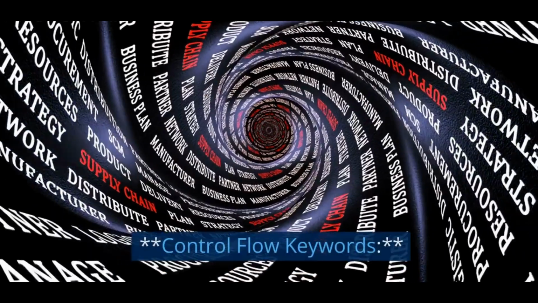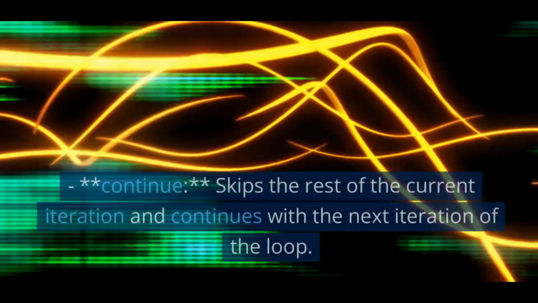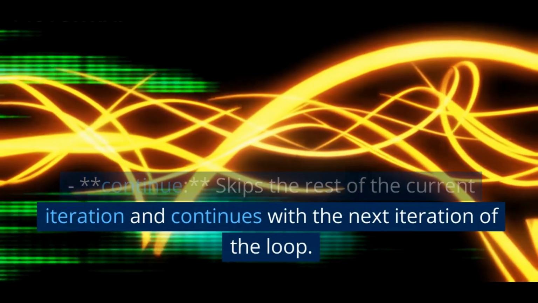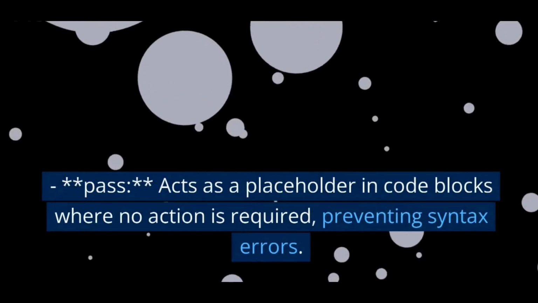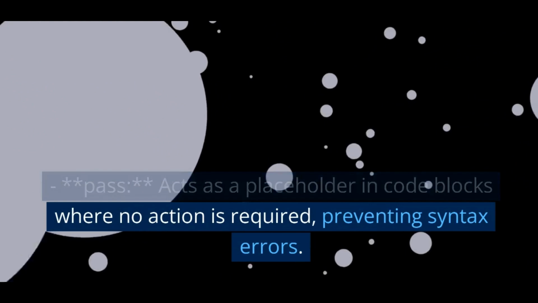3. Control flow keywords. break is used to exit the current loop prematurely. continue skips the rest of the current iteration and continues with the next iteration of the loop. pass acts as a placeholder in code blocks where no action is required, preventing syntax errors.